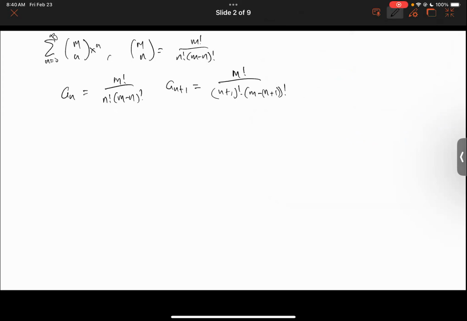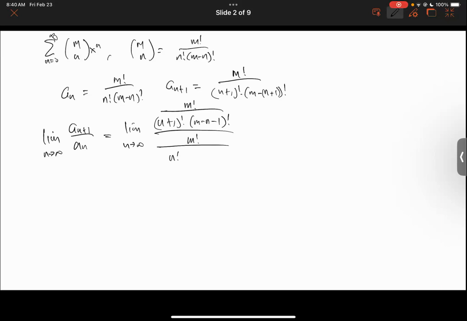Okay, so now we take the limit as n approaches infinity of a sub n plus 1 over a sub n. So we have the limit as n approaches infinity of m factorial all over n plus 1 factorial, m minus n minus 1 factorial, all over m factorial over n factorial, m minus n factorial. Then, sorry, nakalimutan ko yung x to the n dyan. Dito may x to the n plus 1, so this is x to the n plus 1, and this is x to the n.